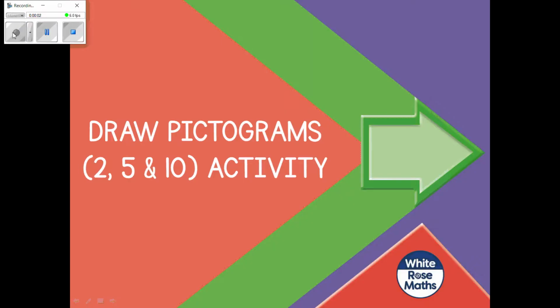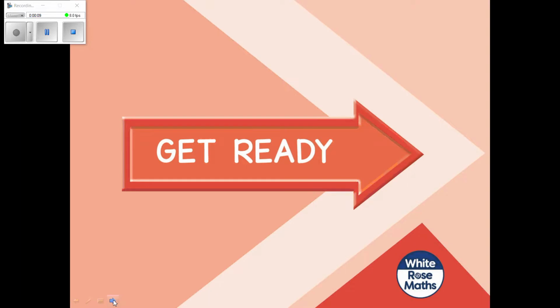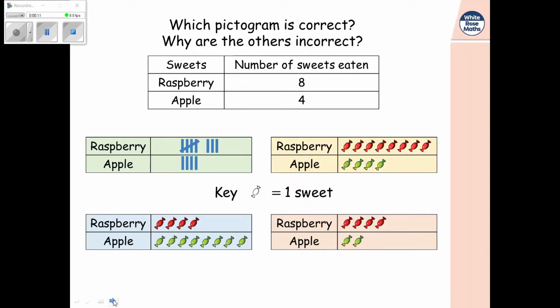Draw pictograms, 2s, 5s and 10s activity. Okay, so let's get ready. Which pictogram is correct? Why are the others incorrect? So pause here and have a little think about which graphs are correct and please explain why. They have given you a key here for the pictograms. Obviously we've looked at many tally charts now and you've got the original there as well. So have a little look.